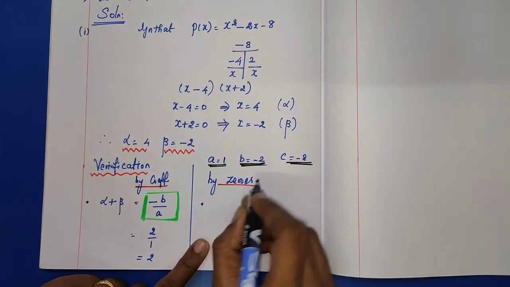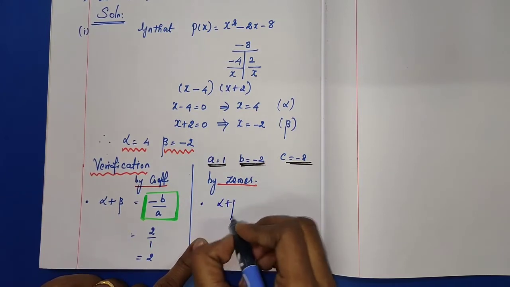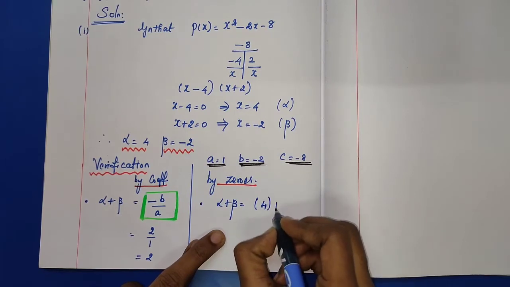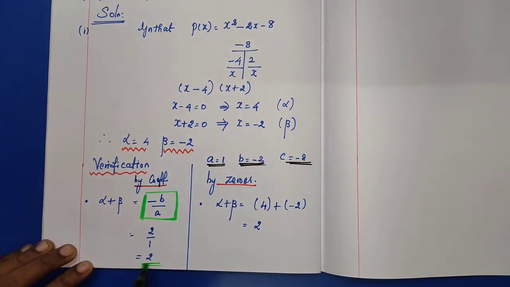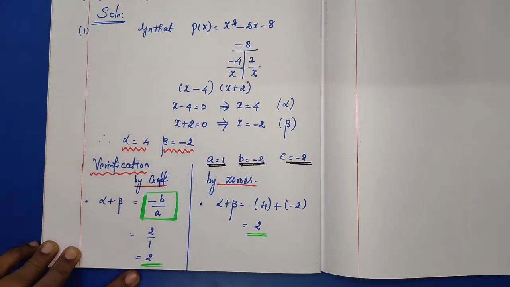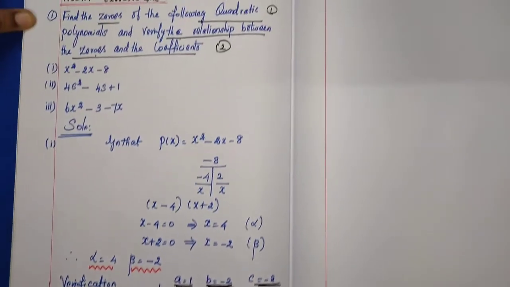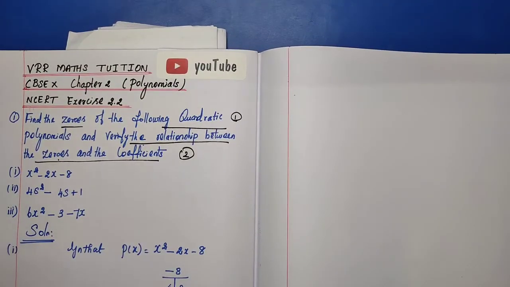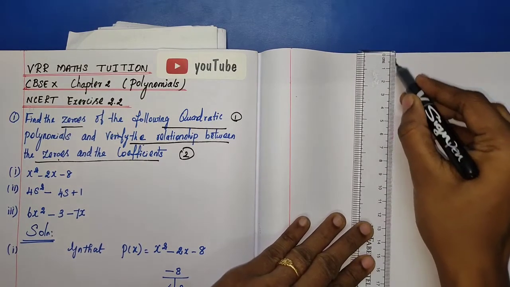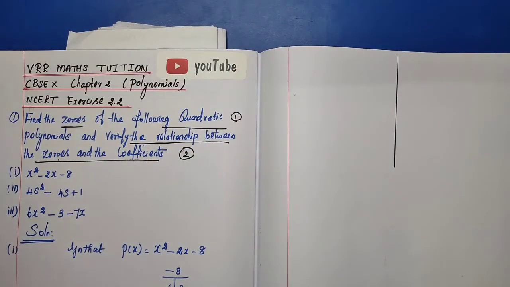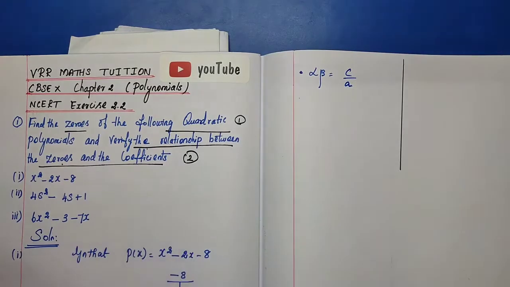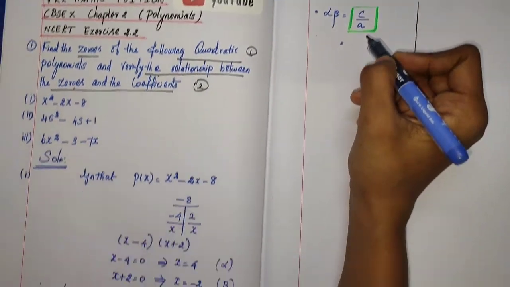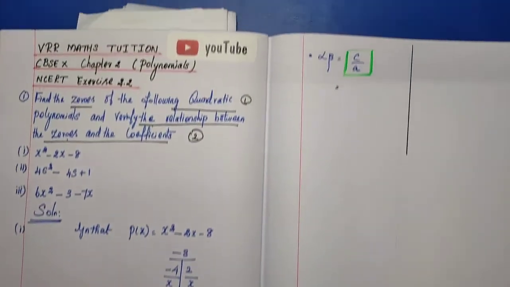By zeros, we do the same verification. Alpha plus beta, alpha is 4, beta is minus 2. Simplify, we get 2. So by coefficients we got 2, and by zeros we got 2. In the same way we are going to verify the product. Alpha beta, the formula is c by a. So c is minus 8 and a is 1.